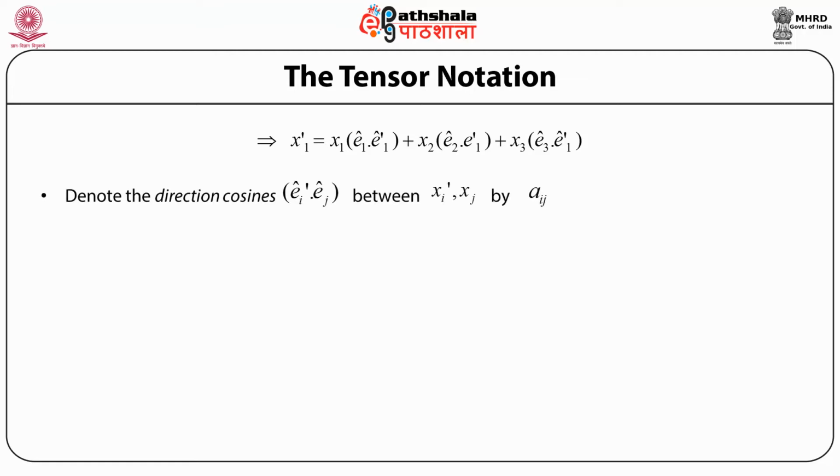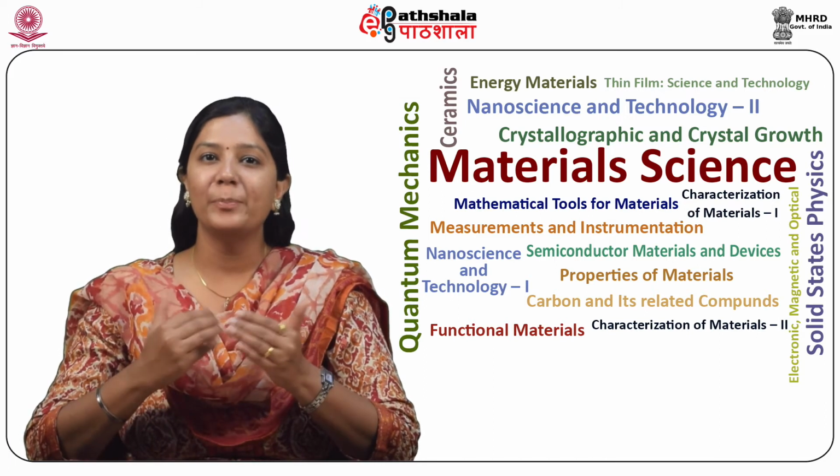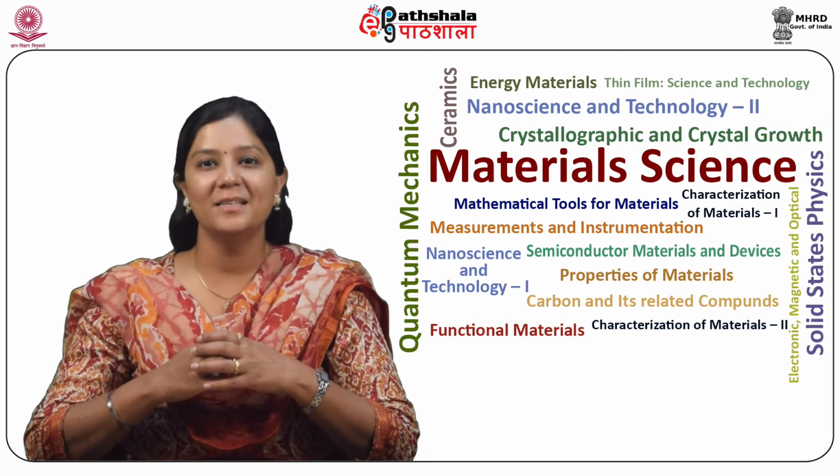Denote the direction cosines Ei dash cap dot Ej cap between xi dash and xj by aij. Then x1 dash is equal to a11 x1 plus a12 x2 plus a13 x3. Similarly, we have the other two equations also. Together they can be generalized as xi dash is equal to the summation over j equals 1 to 3 of aij xj. The transformation from the unprimed to the primed coordinate system is a linear homogeneous transformation.